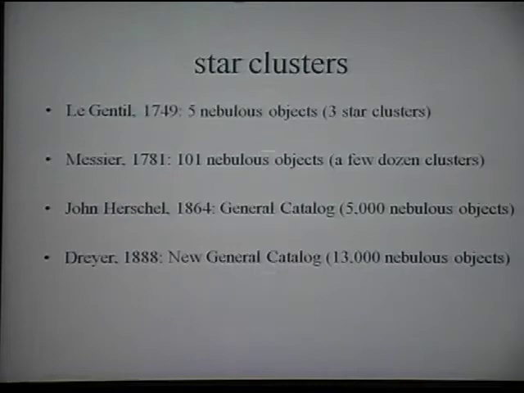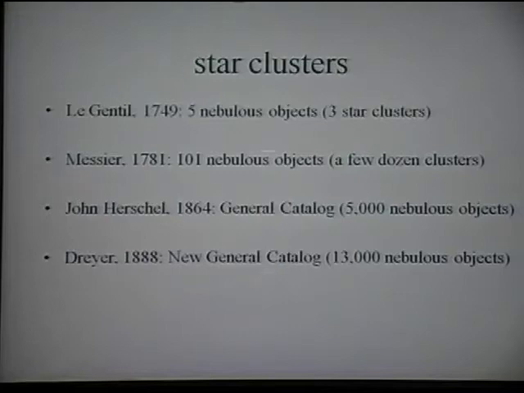All right. So Le Gentil got us started trying to observe star clusters. The Frenchman Messier in 1701 created the most famous catalog of these clusters with 101 of these so-called nebulous objects. And John Herschel, not William Herschel, but William Herschel's son John, in 1864 produced something called the General Catalog with 5,000 of these objects.